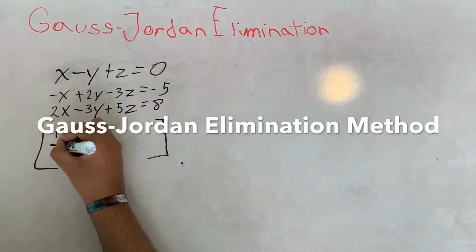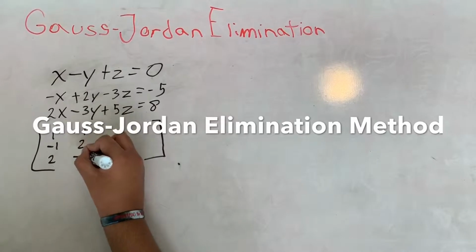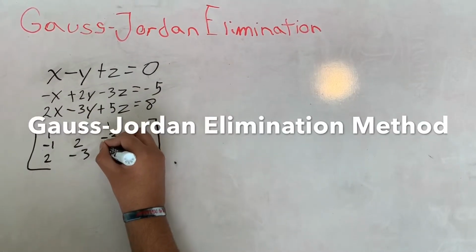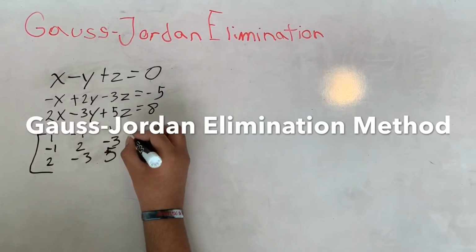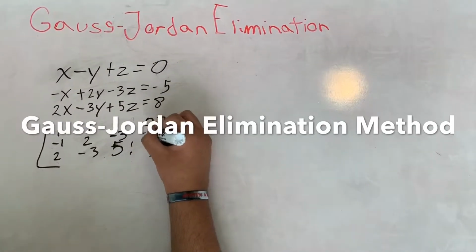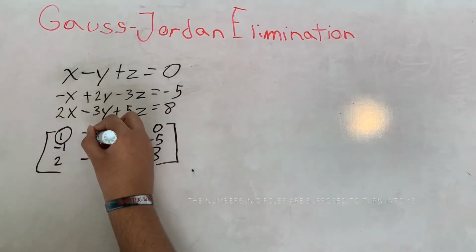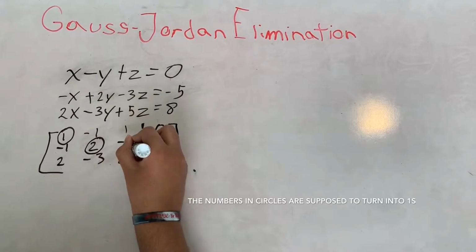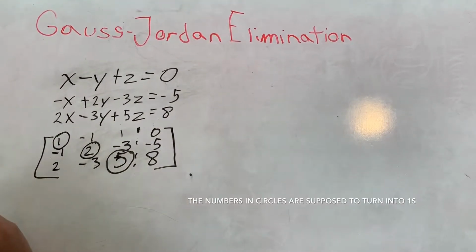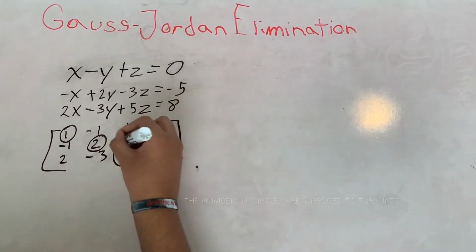Hey guys, today we're going to be learning about the Gauss-Jordan elimination method for solving a matrix. Alright, so the way that you go about doing this is you have to turn the main diagonal into all ones, and all of the surrounding numbers are going to be 0.